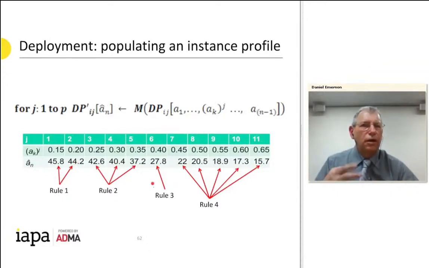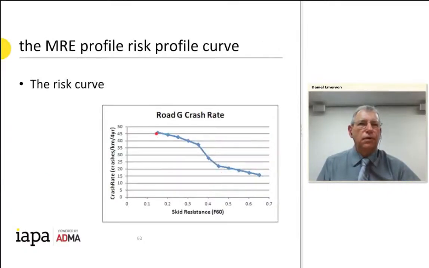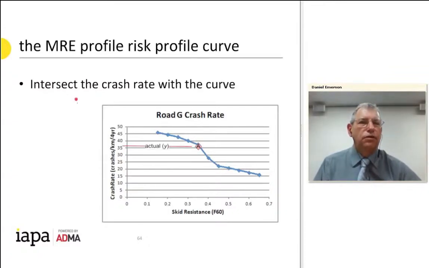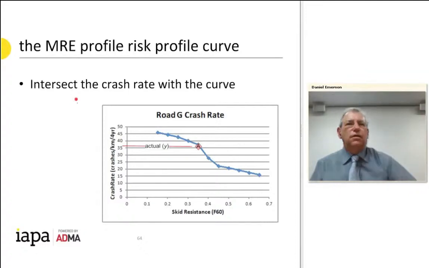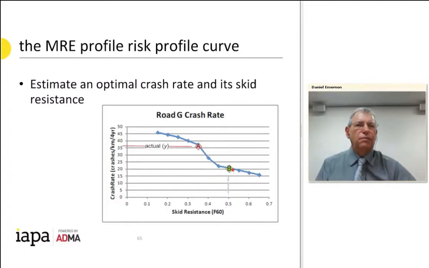We can then, in a case where we don't actually know the skid resistance, intersect the crash rate with the curve, and it'll tell us approximately what the skid resistance would have been. But that's of absolutely no interest to us. However, when we place our new optimal value further down the curve, it will actually give us a revised skid resistance value that will supposedly, hopefully, reduce the crash rate. So this actually gives us a tool that the engineer can use in their decision making.